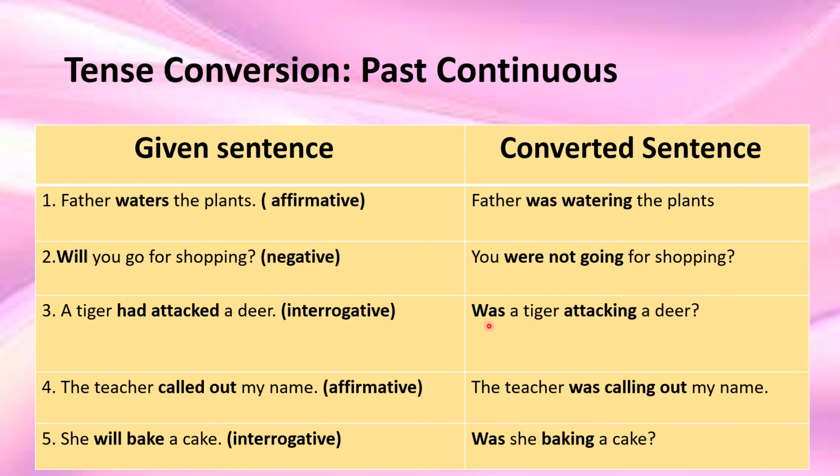You wrote was in the start of the sentence because it's your interrogative sentence. Then you mentioned a tiger as your subject. Attacking here is your ing or fourth form of the verb. A deer here is your object.